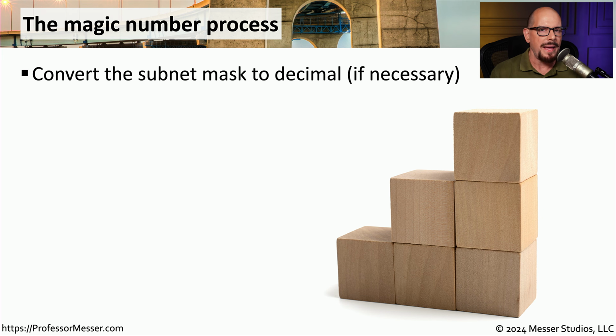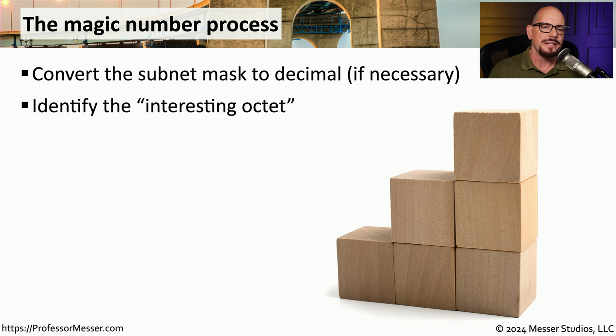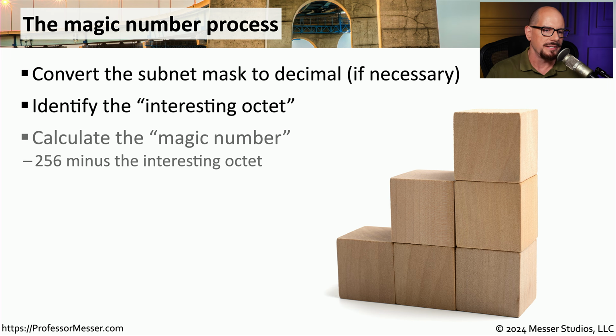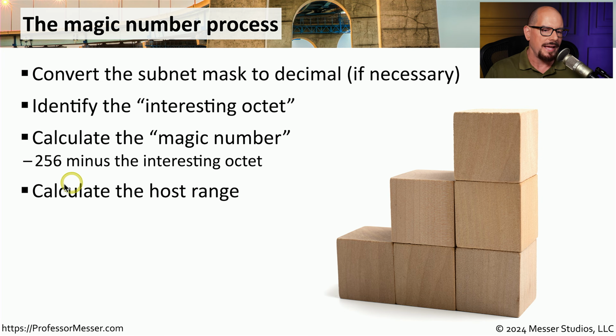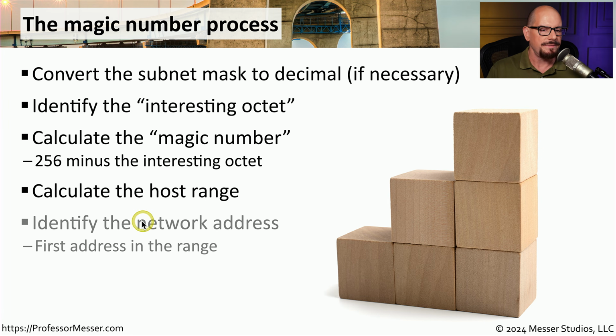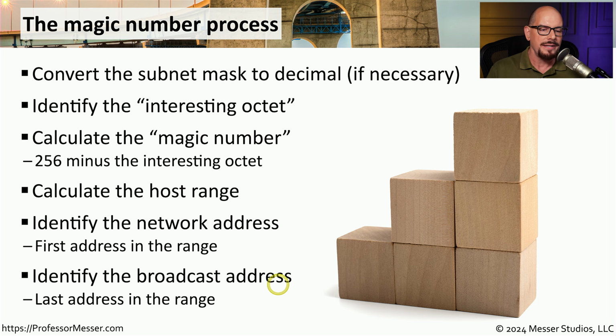So let's see how the magic number method works. It's a series of steps, and once you go through these a couple of times, they become very second nature. The first step is to convert the subnet mask to decimal if it's not in decimal already. From there, we need to identify the interesting octet. We'll talk about the interesting octet in just a moment. We then need to calculate the magic number, which is 256 minus the value of the interesting octet. We could then calculate the host range based on that, identify the network address, which would be the first address in that range, and then identify the broadcast address, which would be the last address in that range.